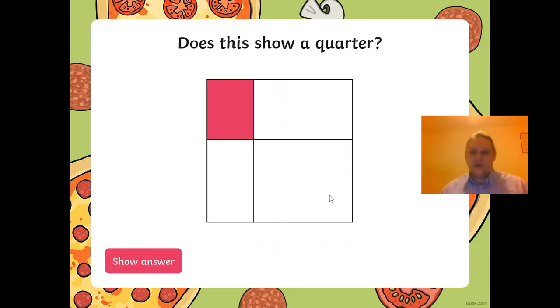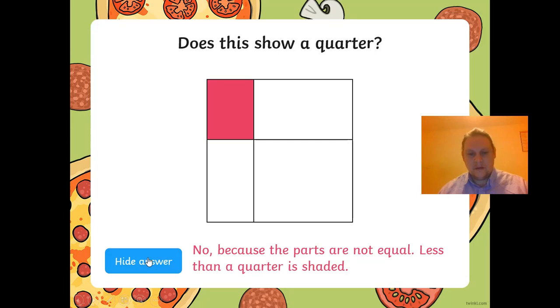Does this show a quarter? How many parts have we got? We've got 1, 2, 3, 4 parts, but are they equal parts? It must be equal parts to be a fraction, or to be quarters. Are they equal parts? No, they're not, because the parts are not equal. Less than a quarter is shaded. We'd have to have the line going down the middle.